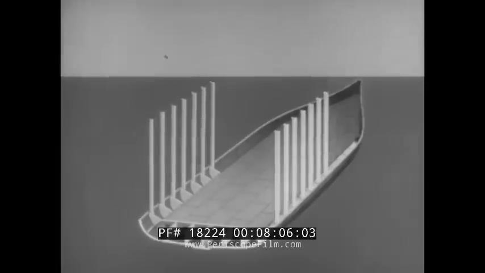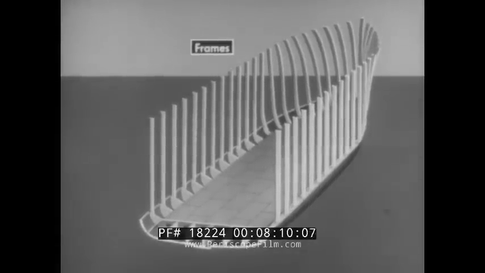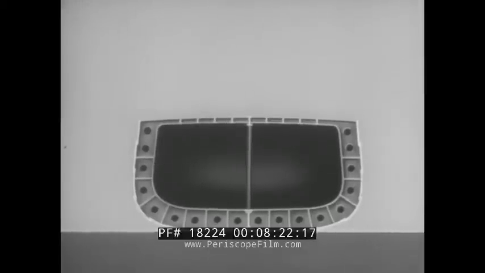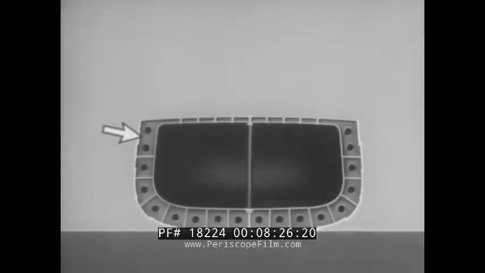These vertical members, which are joined to the floors by means of brackets, are the frames. They give shape to the ship. Frames of this type are installed for the most part in cargo-type ships. On certain warships, cruisers, for example, floors run up to the underside of the lowest complete deck.